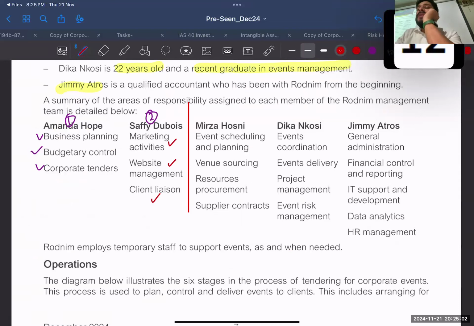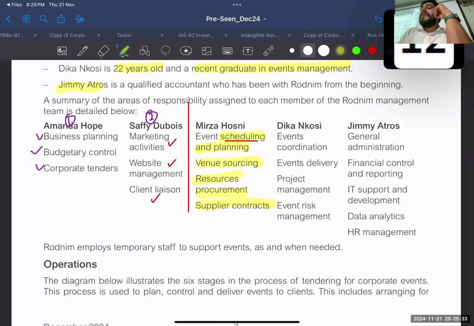It says MH, event scheduling and planning. So he's going to schedule out the event as to how the event will be conducted, where the event will be conducted, and how well planned the event is going to be. Venue sourcing. So he is the resourceful individual who's going to identify the resources relating to the venue, resource procurement, and supplier contracts. He'll look after the supplier contract. He'll look after the resources that are available. He'll look after the venue that we are working with.